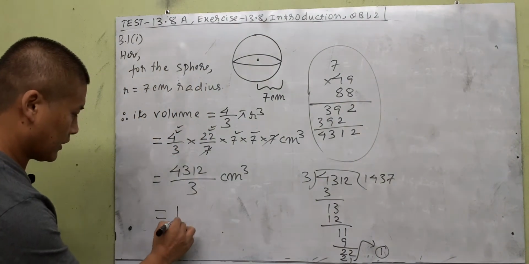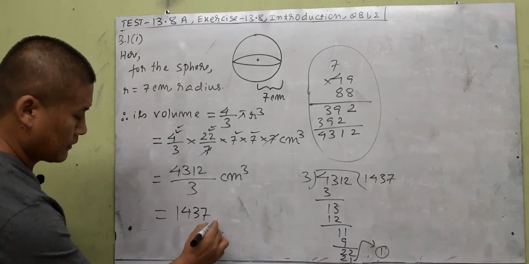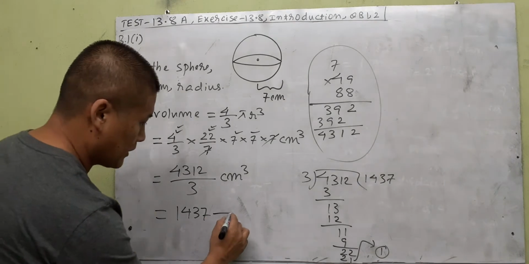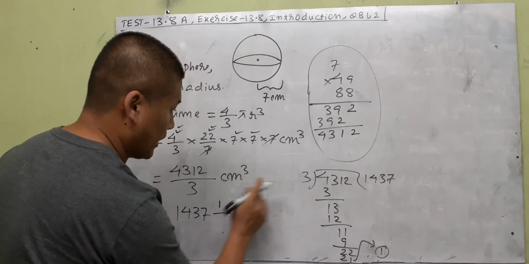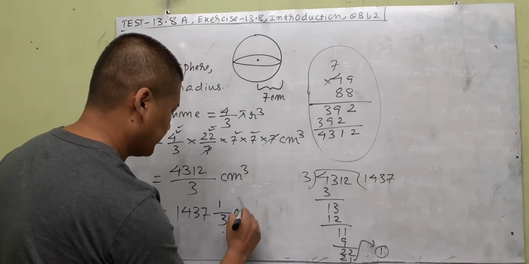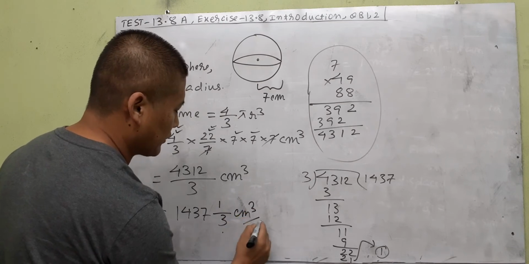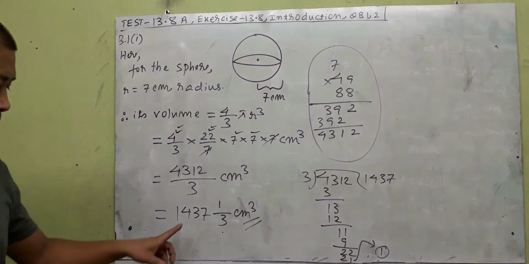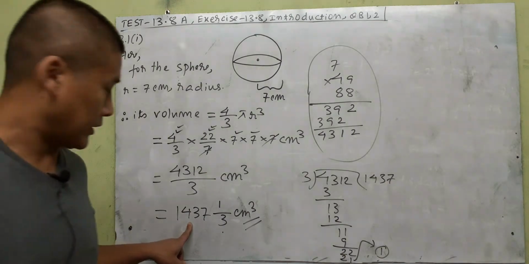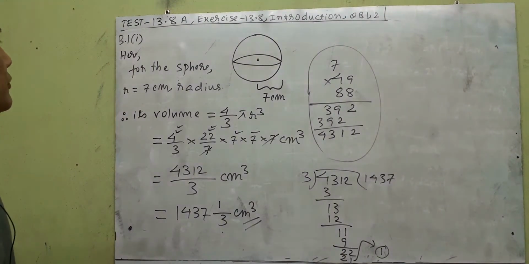So here quotient is 1437, and then remainder 1 will go up and divisor will come down. This is called mixed fraction form, and we can write our answer like this also, like this is the textbook answer, okay, exact textbook answer. So this is the first one. Now number 2.